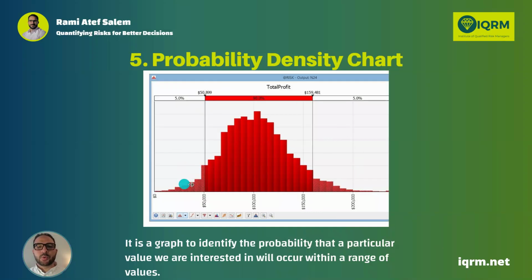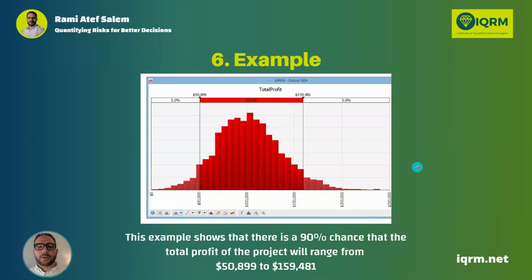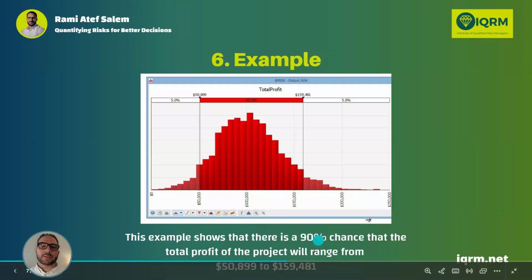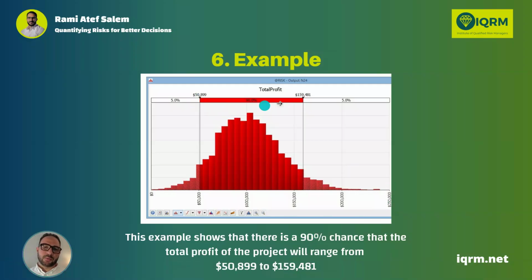This histogram shows you, for example, for the profit of a company, what the different possibility ranges for the profit are. Then we can ask what's the probability that our profit is between 50,000 and 159,000. So we can understand, okay, we have a 90% probability to achieve a profit within this range.